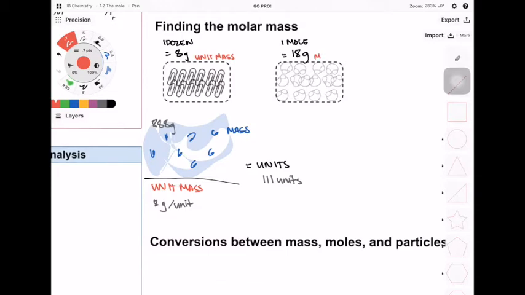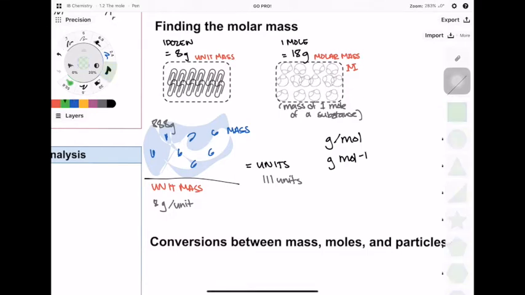Particularly for water, the unit mass of water is 18 grams, so for every 6 times 10 to the 23, there is 18 grams worth of substance. This unit mass is known as the molar mass. So again, it's the mass for 1 mole of a substance. For water, this happens to be 18 grams. The units for molar mass are grams per mole. So grams divided by mole, or grams mole to the -1.